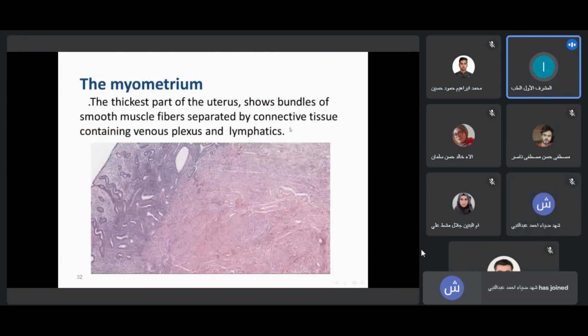The myometrium, which is the muscular layer, and characteristically the muscular wall of the uterus is very thick, and during pregnancy it will undergo marked hyperplasia and hypertrophy to provide a thick wall important to induce a forceful contraction during labor to expel the child.